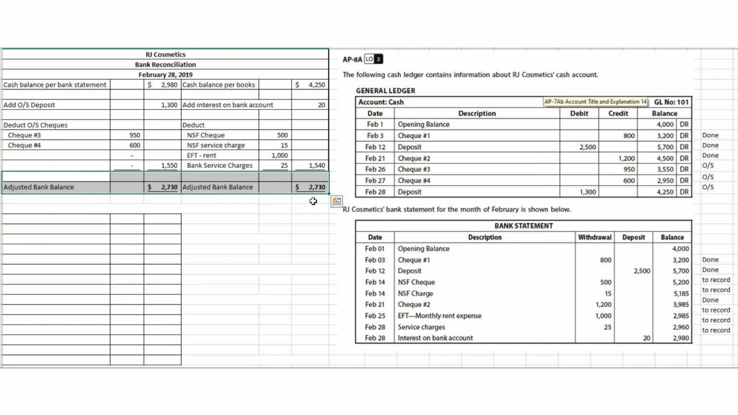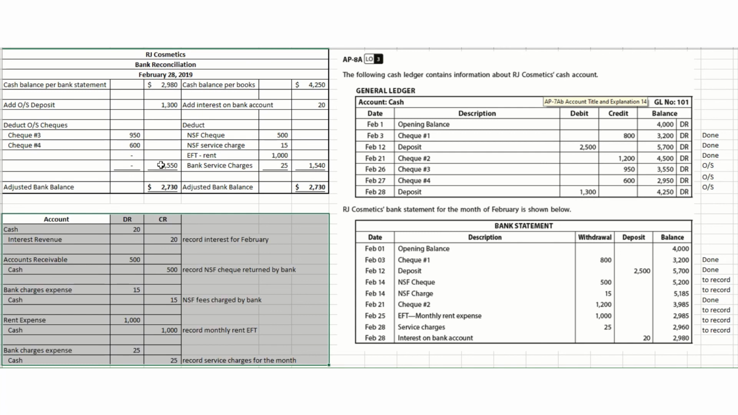The next step now is to actually create journal entries to record the items identified as reconciling items on the cash balance per books. So in this situation, we will have 5 journal entries. Okay. First item is to debit our cash for the additional interest earned for $20, credit to interest. And then there'll be 4 credits to cash with the offsetting debits to accounts receivable for the return check, the bank charges expense for the NSF fees, the rent expense for the EFT paid for rent, and the bank charges expense for $25.